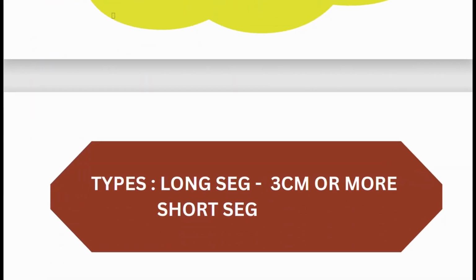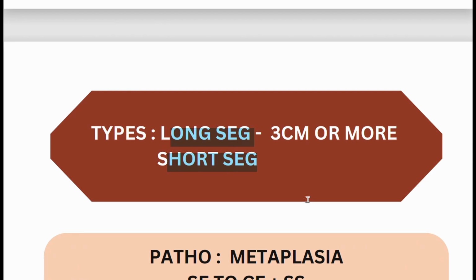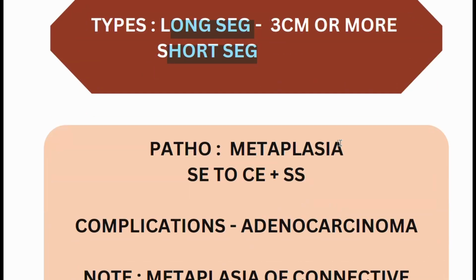So what next? We came to a conclusion that it is Barrett esophagus. Next thing we should know is what segment, what type it is. Either it is short type or long type. Long type is when more than 3 centimeters of the esophagus is affected. Short is 3 or less than 3 centimeters of the esophagus affected. So what is the pathogenesis? We already know it is metaplasia, meaning squamous epithelium is converted into columnar epithelium.